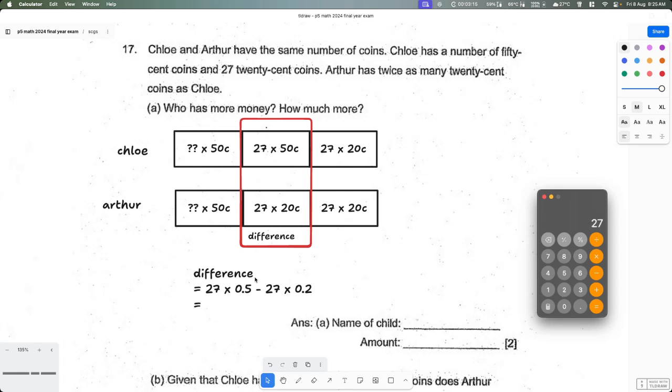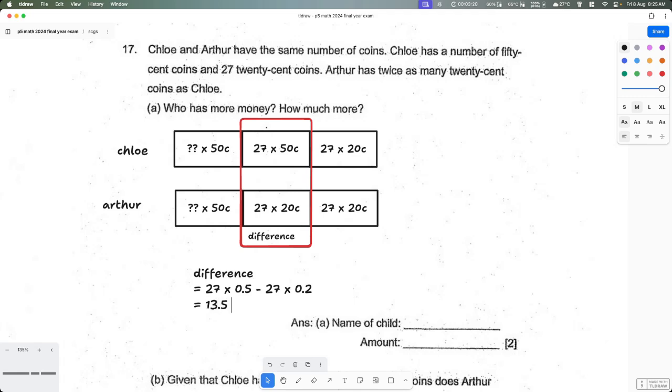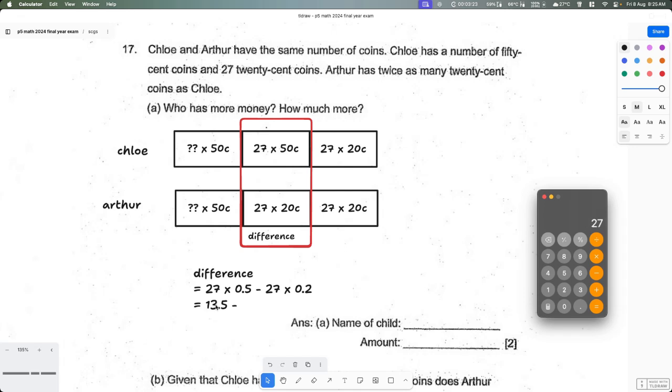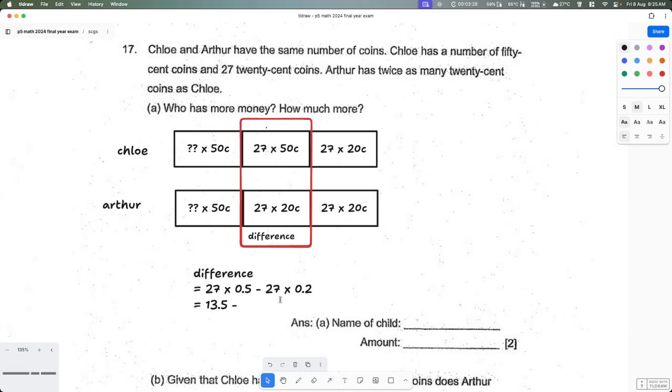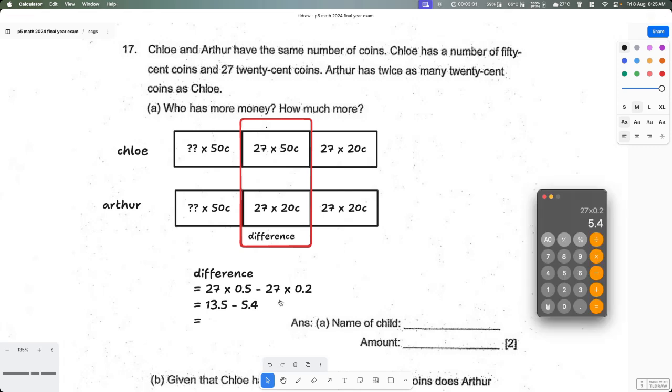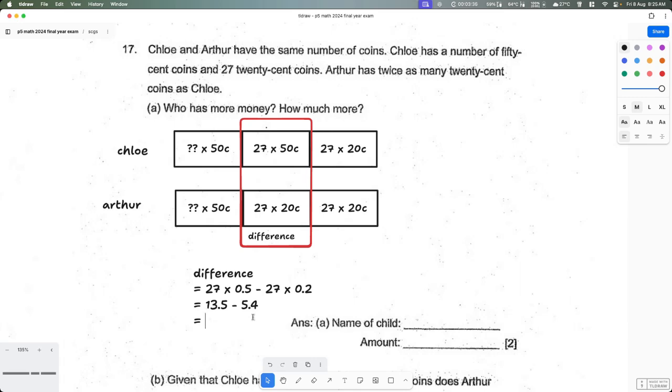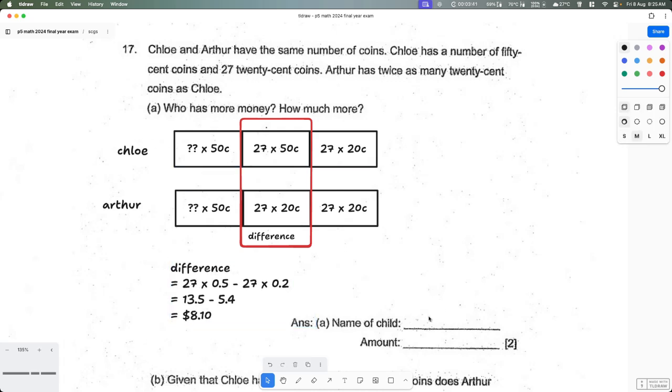Let's calculate it with our calculator. 27 multiplied by 0.5 will be $13.50, minus 27 times 0.2, which gives us 5.4. And the answer is 13.5 minus 5.4, which is $8.10. There you go. So who has more? Obviously Chloe has the bigger one, so Chloe has more. And how much more? $8.10 in this case. All right, let's move on to the next question.